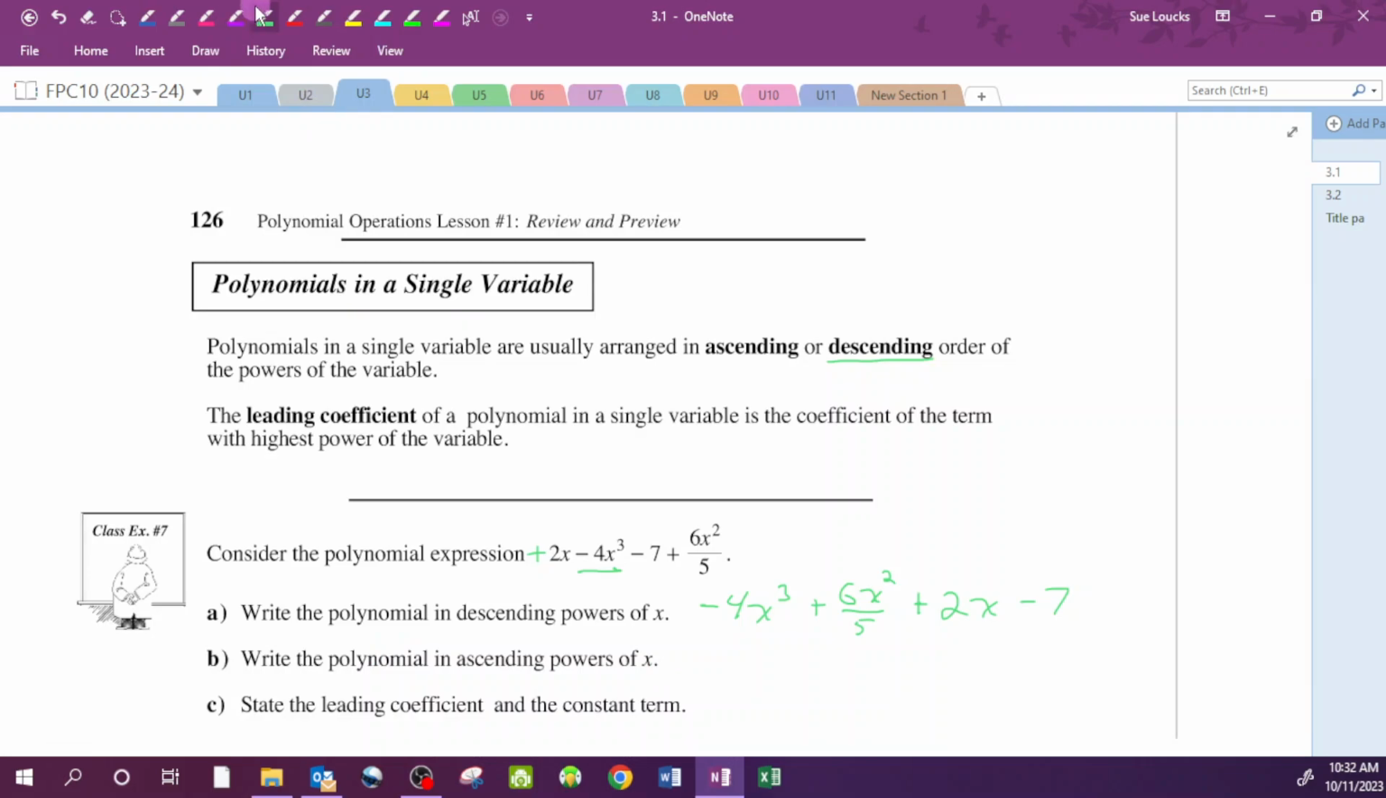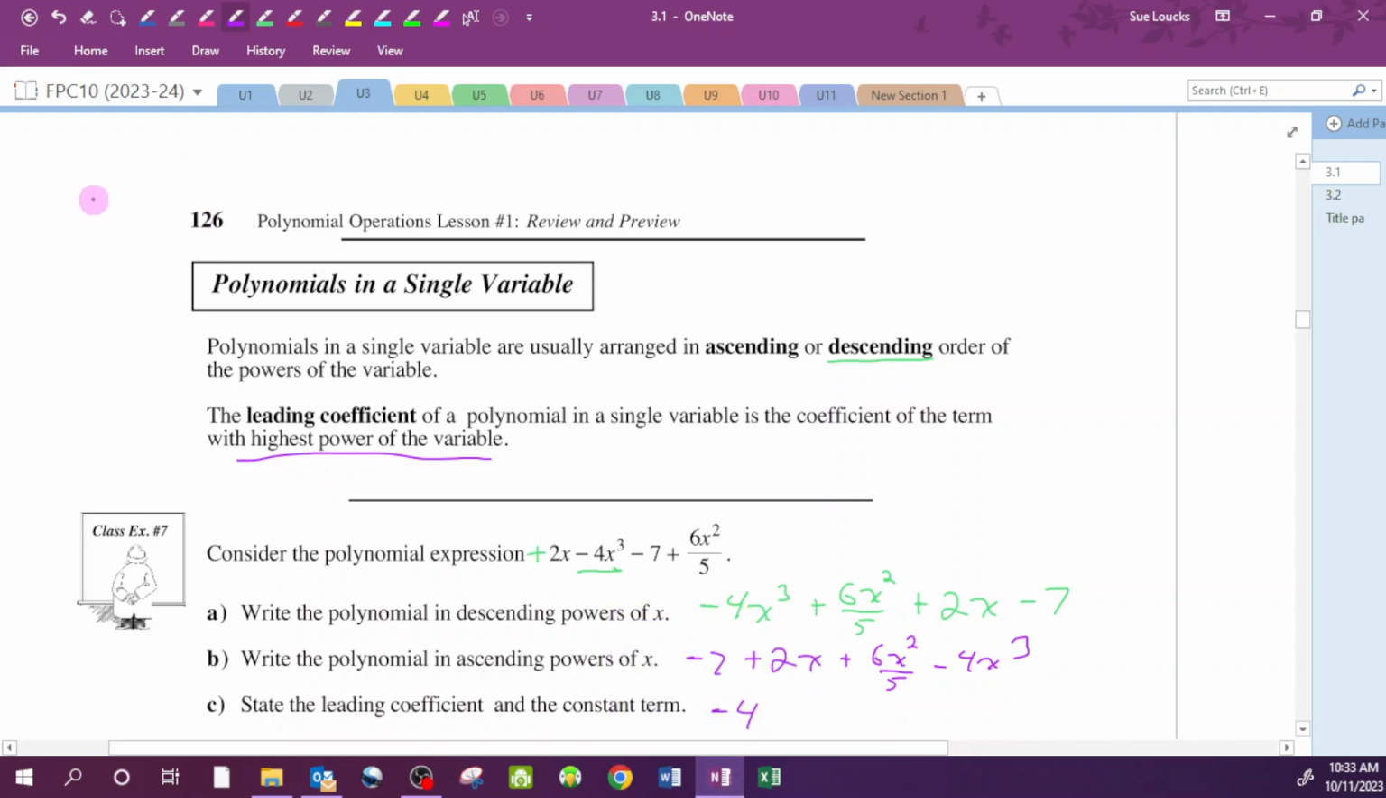If we were to write it in ascending or increasing powers of x, it would be minus 7 plus 2x plus 6x squared over 5 minus 4x cubed. And the leading coefficient is the one with the highest power of the variable. So the minus 4x cubed is the term, and the coefficient is negative 4.